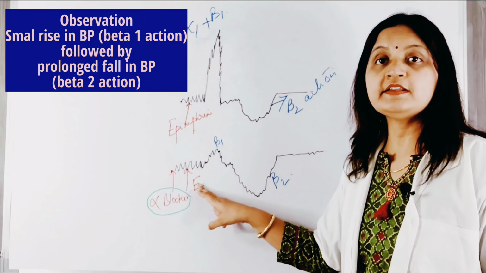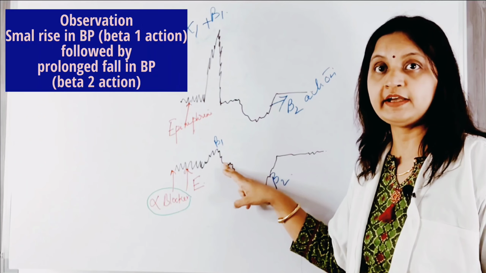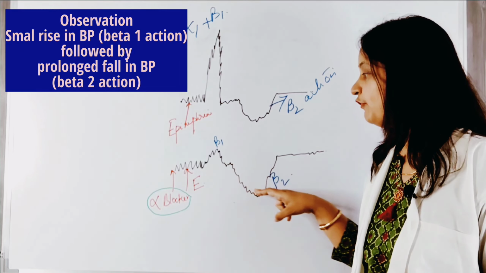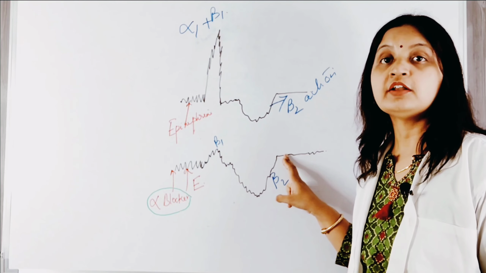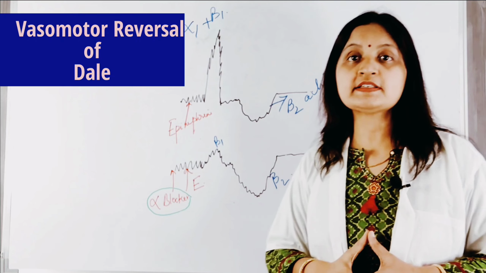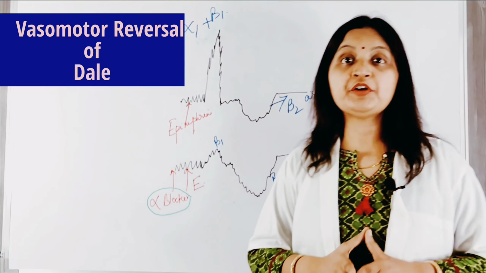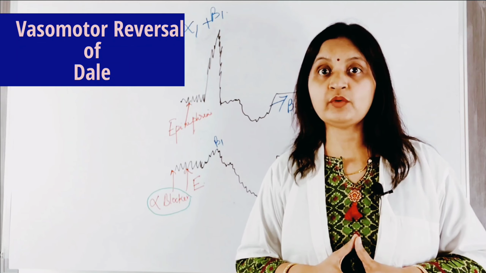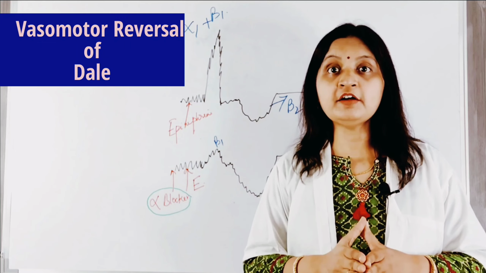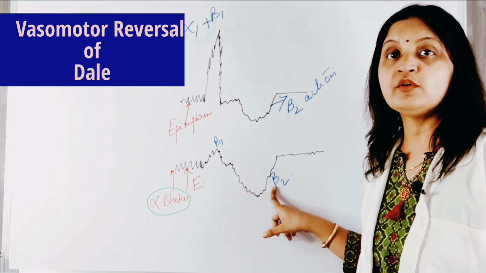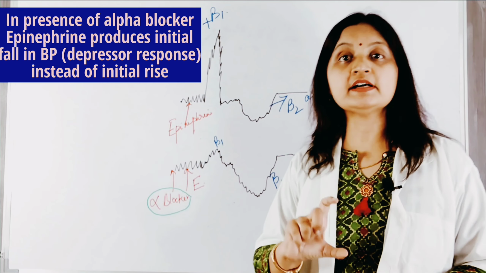So epinephrine in the presence of an alpha blocker shows a small rise in blood pressure which is due to beta 1 mediated effect, and this is followed by a prolonged fall in blood pressure due to beta 2 mediated vasodilatation. Now this is known as the vasomotor reversal of Dale, and this was demonstrated by Sir Henry Dale. This is a reversal phenomenon because an initial rise in blood pressure with epinephrine is not seen in the presence of an alpha blocker. What is observed is a fall in blood pressure, which is the reversal of the initial effect. So this is known as the vasomotor reversal of Dale.